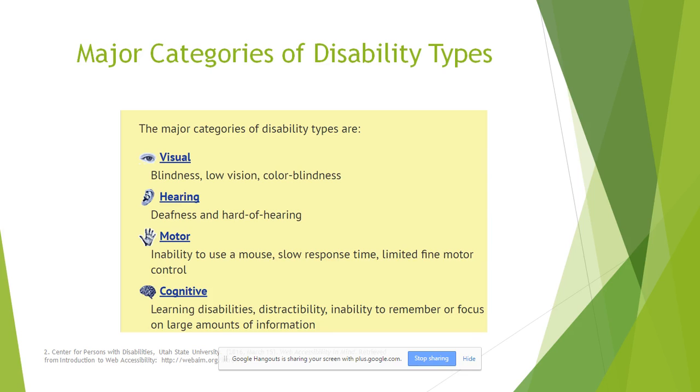The major categories of disability types are visual, which includes blindness and low vision; hearing, which includes deafness; motor disabilities, which would describe those who are unable to use a mouse or may have slow response time; and the last is cognitive disability, which includes various learning disabilities and distractibility.